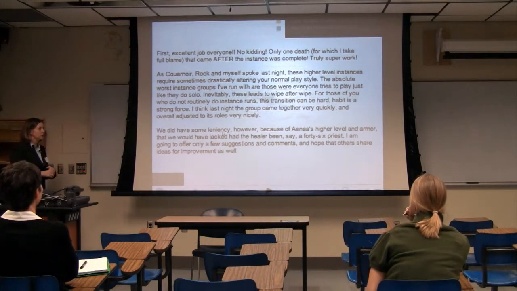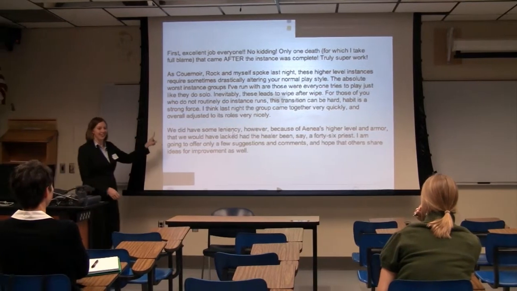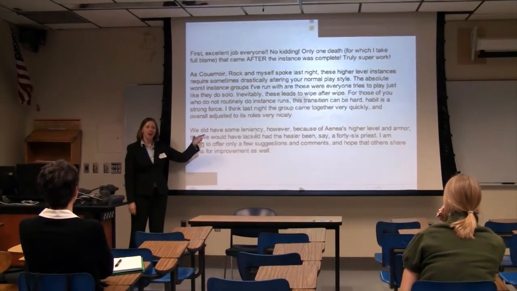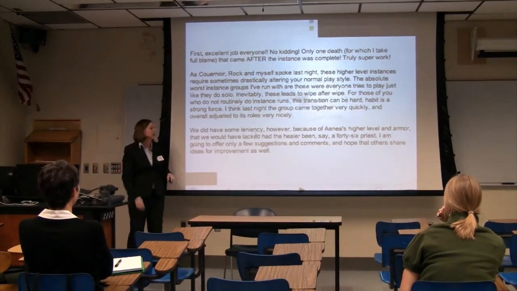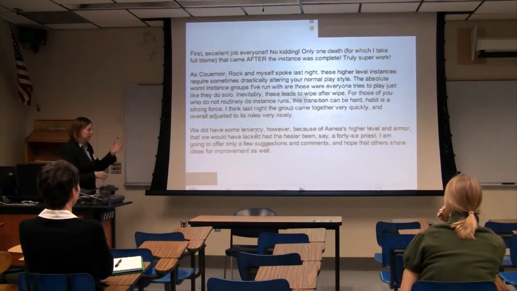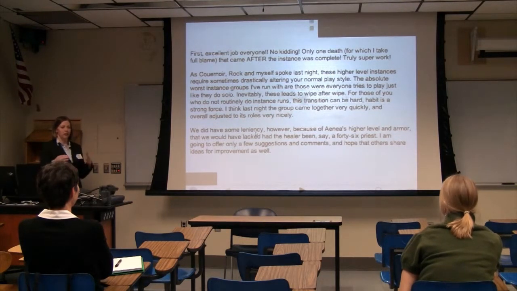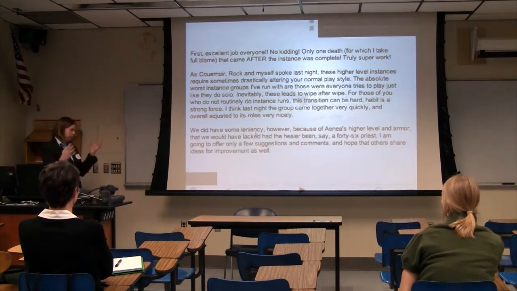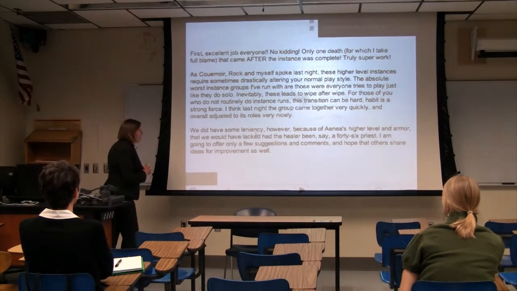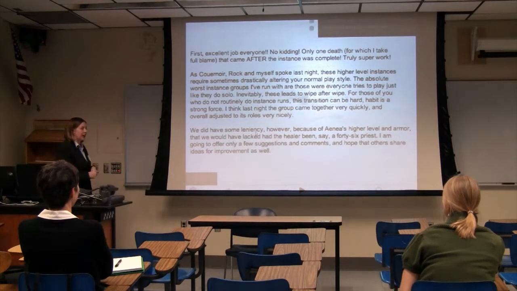I think last night the group came together very quickly and overall adjusted to its roles very nicely. So we did okay. Nice work, Bob. We need to think about this. We did have some leniency, however, right? Careful. If we do this again, it might not quite work. Because of this character's high level armor that we would have lacked had the healer been, say, a 46. So in this case, the healer was a much higher level, helped everyone, blah, blah, blah. I'm going to offer only a few suggestions and comments, and I hope that others share ideas for improvement as well.